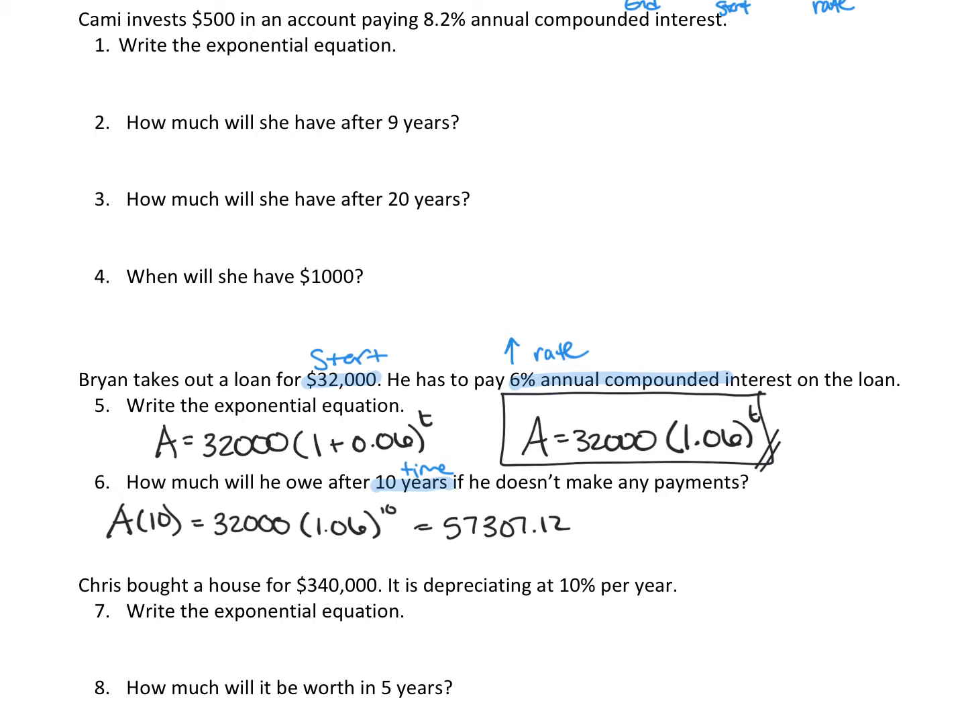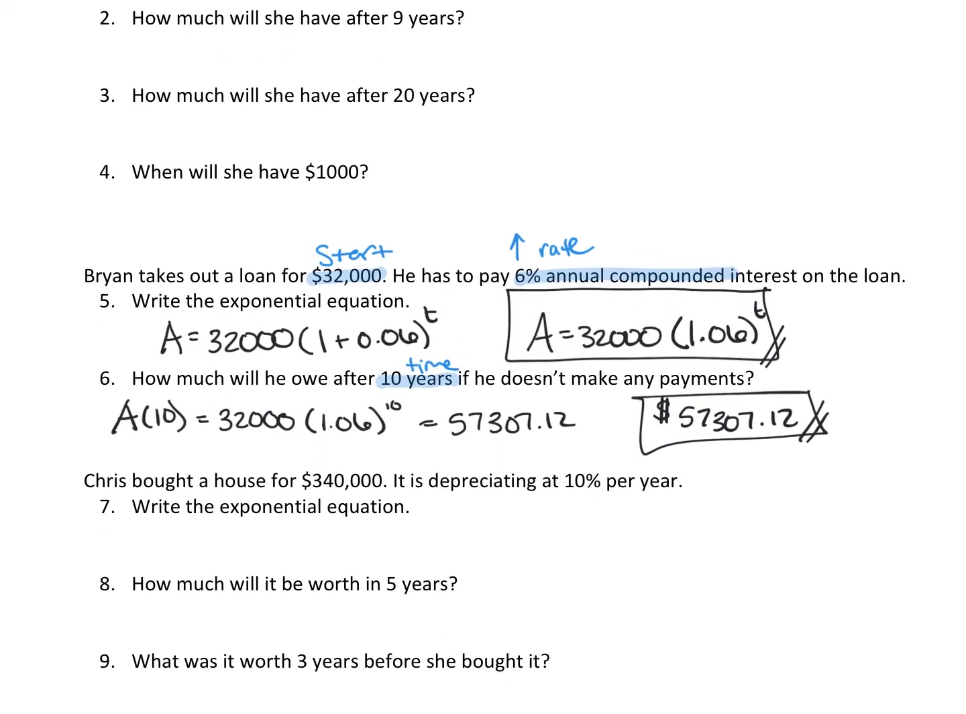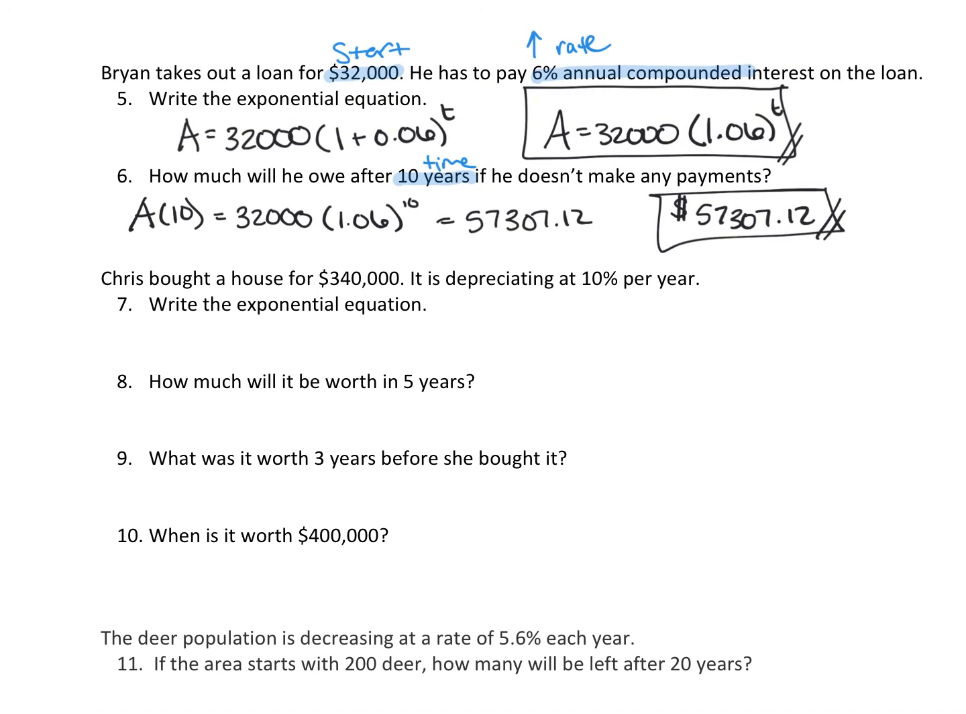So again, normally we would write a sentence, and we'll do that in class, but for the sake of time, I'm just going to make sure I'm using the proper units and sticking a $ sign in front of my answer. So that's what happens if something is increasing. But what if, like in the next problem, it's decreasing or depreciating? So we're going to use 7, 8, 9, and 10. I know it feels like a lot of questions, but we'll go through it pretty quickly.